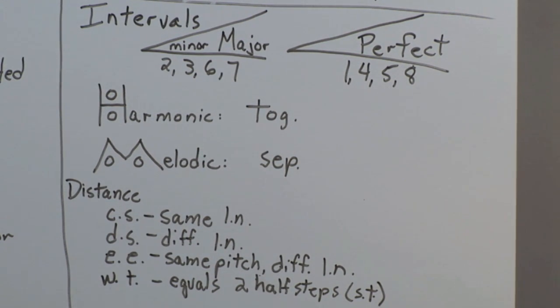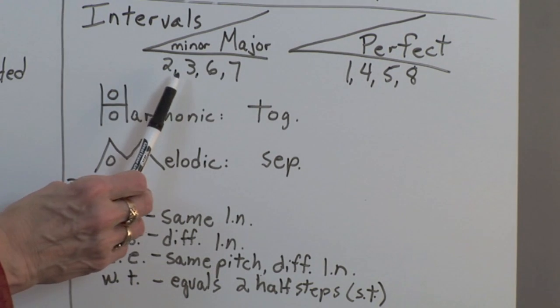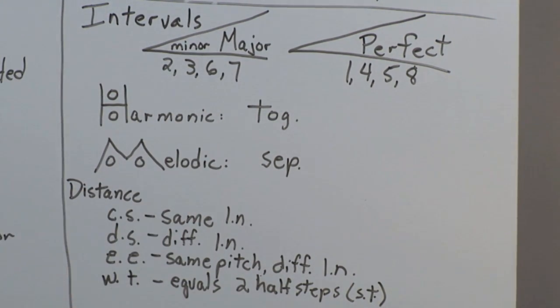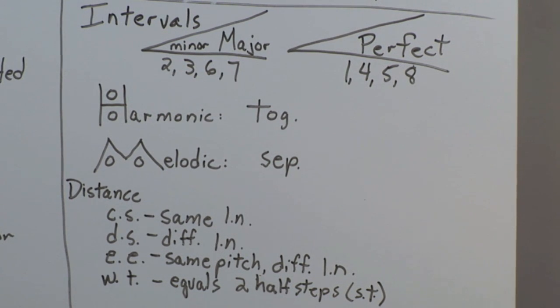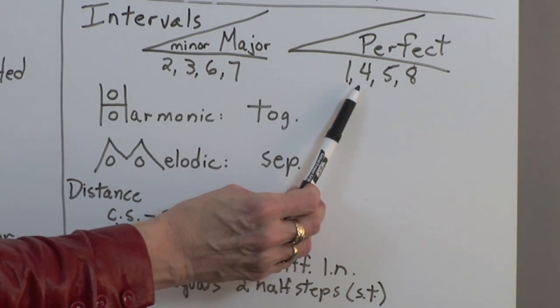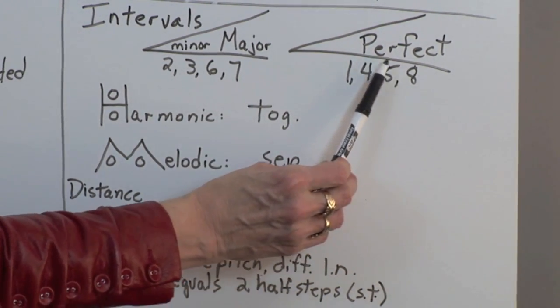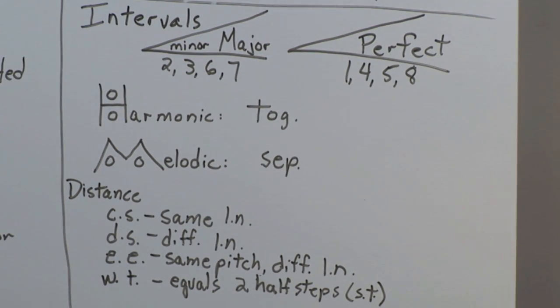In the next one, below this, write 2, 3, 6, and 7. In the next crescendo sign, write the word perfect. Now it's important to write the word inside the crescendo sign because we'll be adding to this in the intermediate rudiments. But for now, we write the numbers 1, 4, 5, and 8 below the perfect intervals.